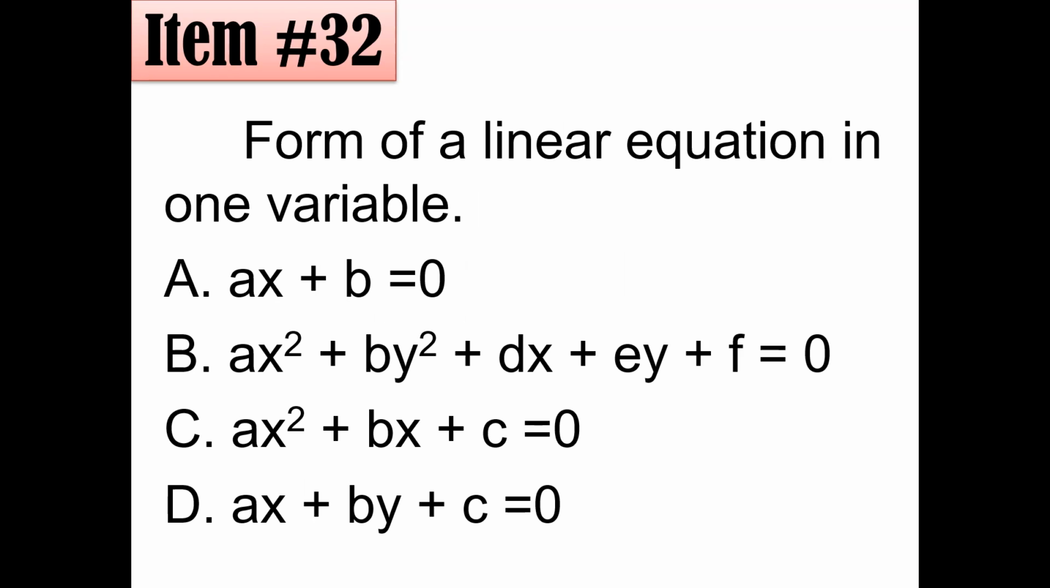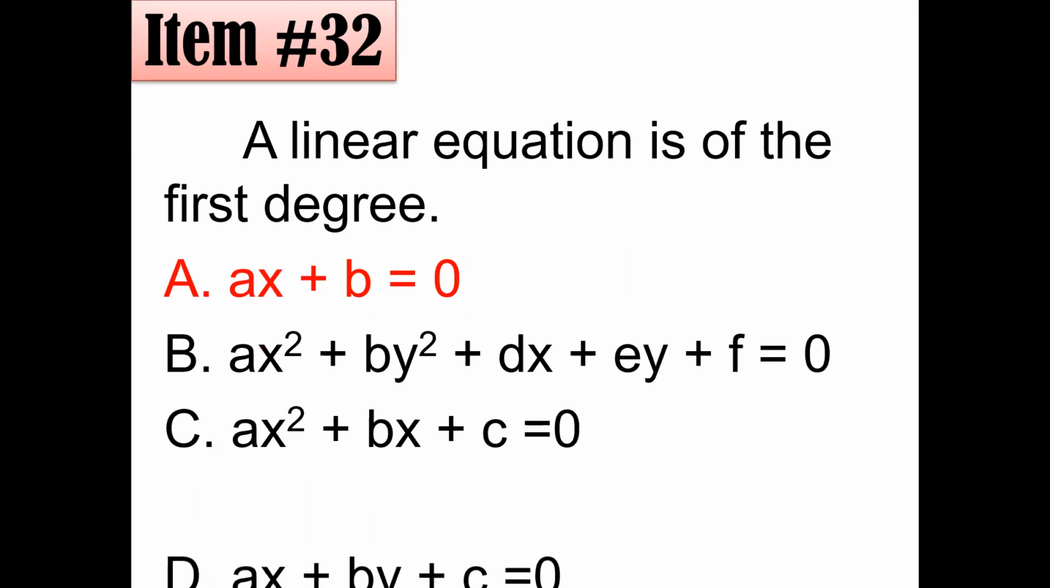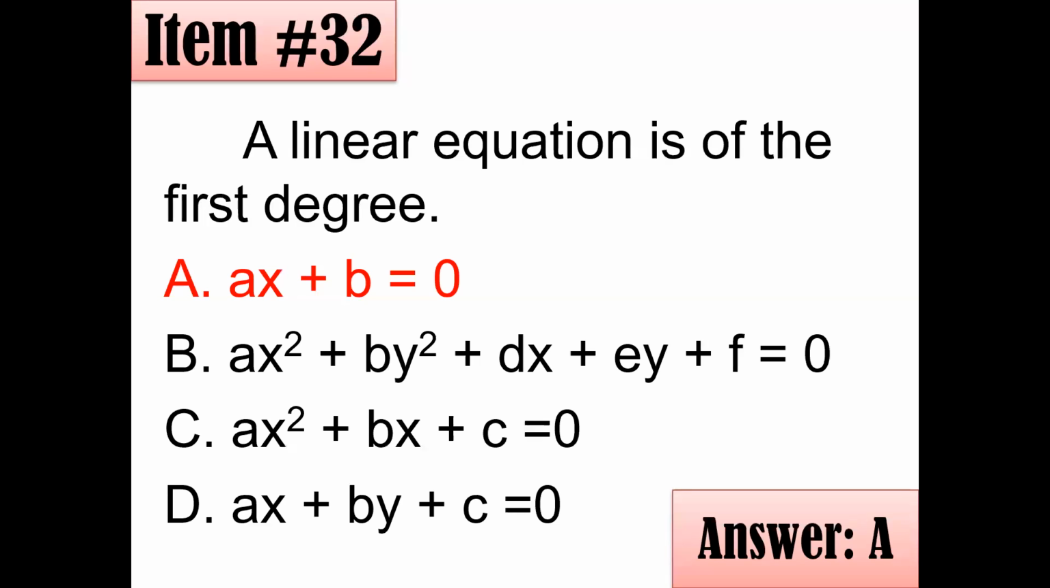Okay, many of you answered letter A. And if you answered letter A, you are actually correct. In this context po, it's understood that A and B are coefficients. A is the coefficient of x and B is a constant. Letter B is the equation of a circle in general form. Letter C naman po ay isang quadratic equation.